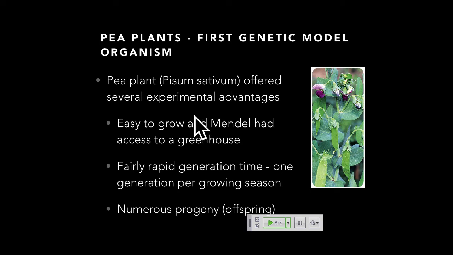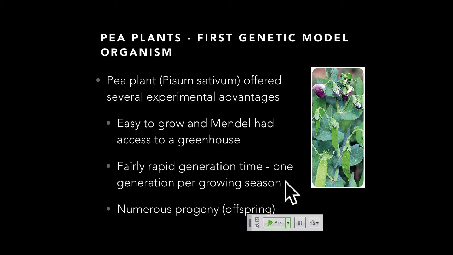So this is the organism he worked with. We'll just simply call it the pea plant. It had lots of the characteristics that you want for genetics, although he didn't really understand that at the time. But he had access to it. He had some experience with these plants. He had a greenhouse. They have, relatively speaking, a fairly rapid generation time, one generation per growing season.